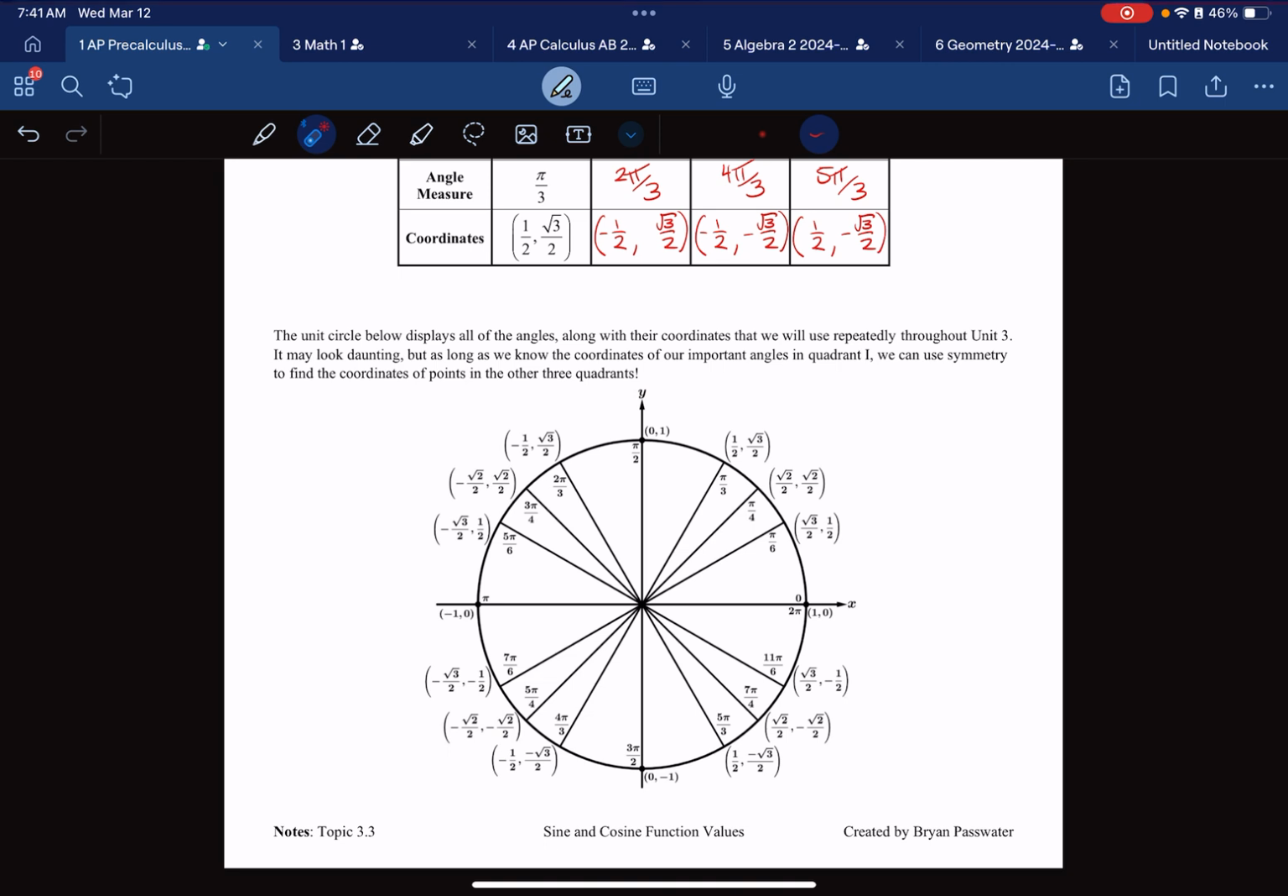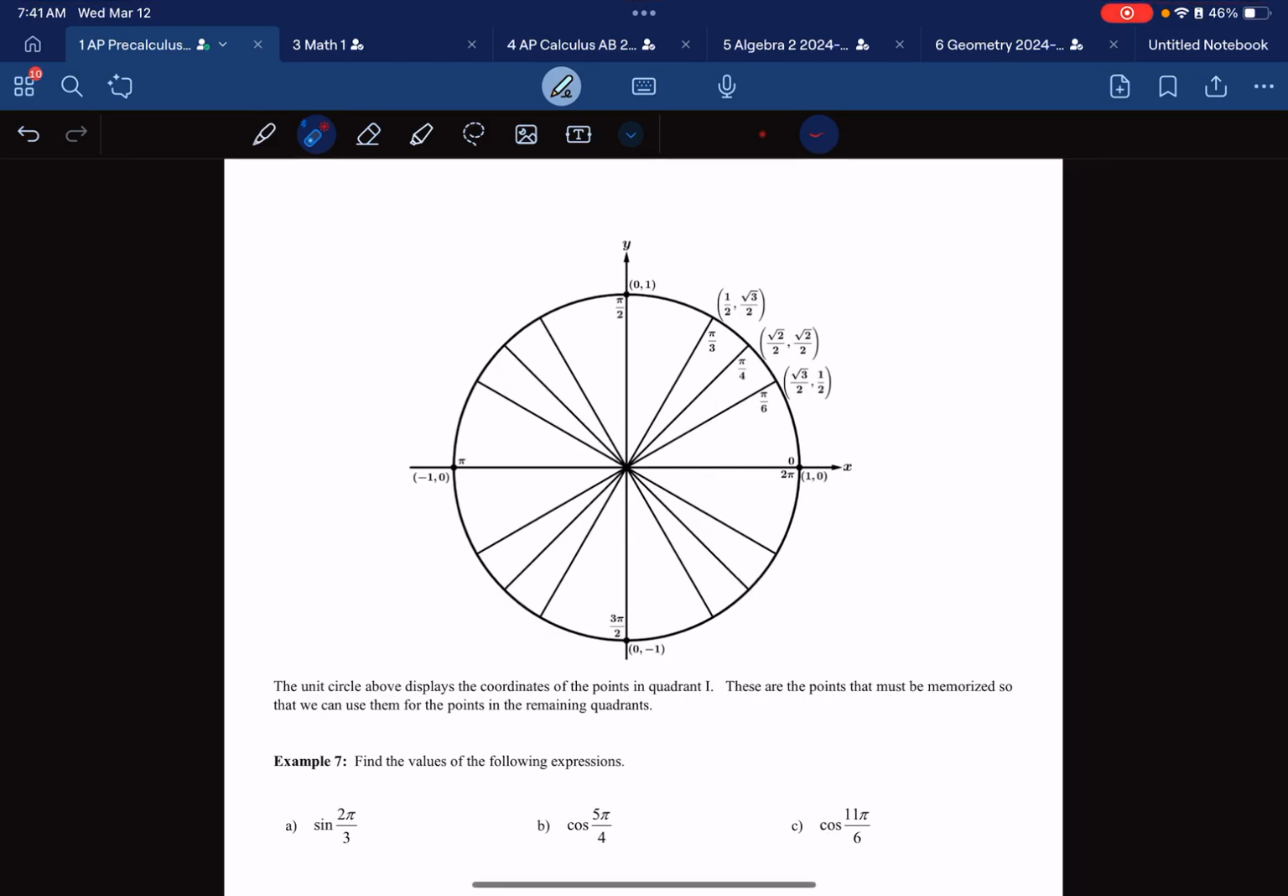It is super, super useful. It tells you where the radian locations are, what the x coordinate or the cosine value is, and what the y coordinate, aka the sine value, is. Super duper useful. So let's go ahead and see how well you have these things memorized.